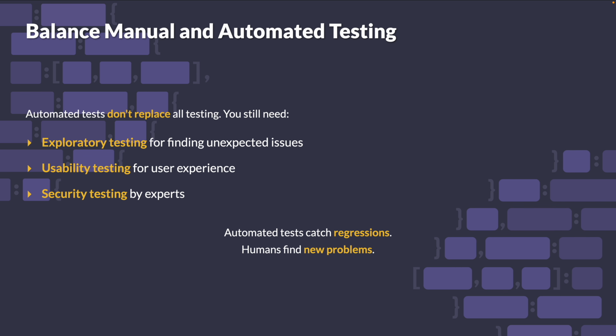Finally, remember that automated tests don't replace all testing. You still need exploratory testing for finding unexpected issues, usability testing for user experience, security testing by experts. Automated tests catch regressions, humans find new problems.